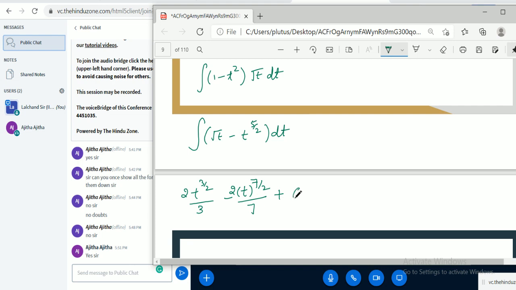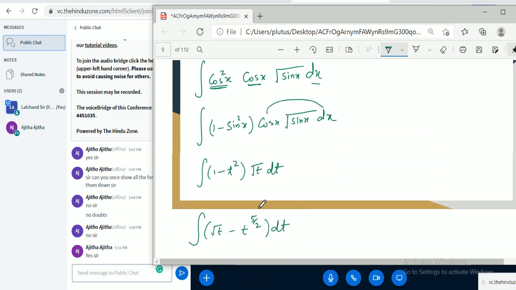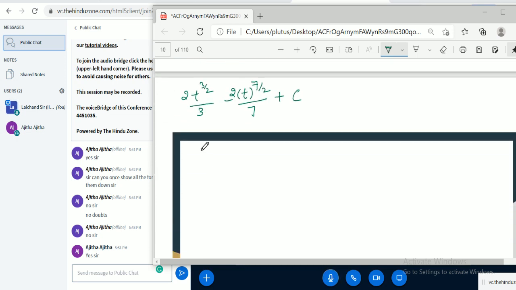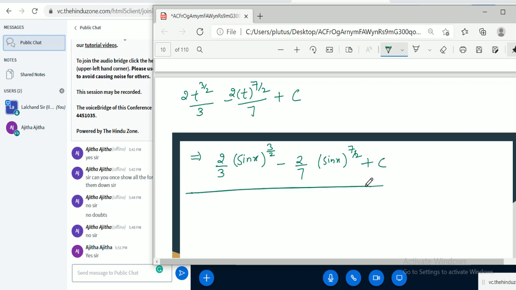And plus c. Now if we back substitute the value of t, what is the value of t? Sin x. So this equation will be 2 by 3 (sin x) whole power 3 by 2 minus 2 by 7 (sin x) 7 by 2 plus c, isn't it? This is our final answer. Okay.